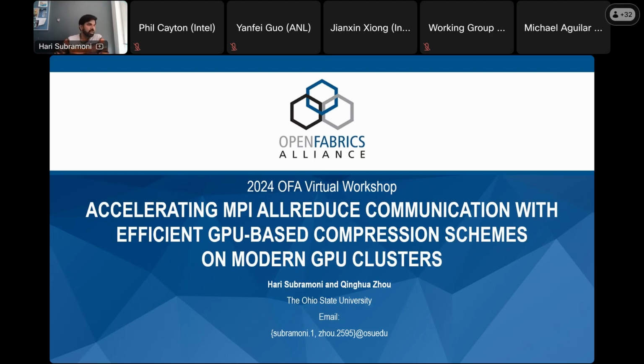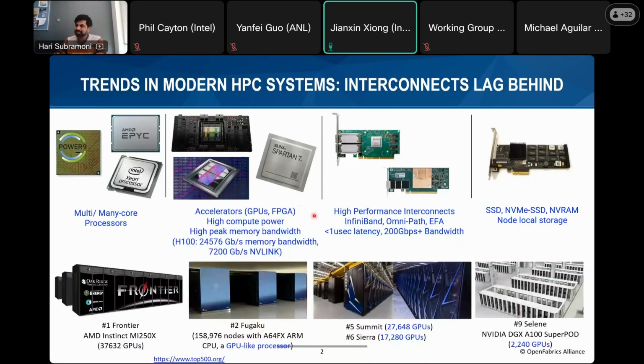So in this talk, we'll be presenting our work on how we accelerated all-reduce communication with GPU-based compression schemes. Have you ever thought, hey, why do you need compression on the fly? Too much data, yes.